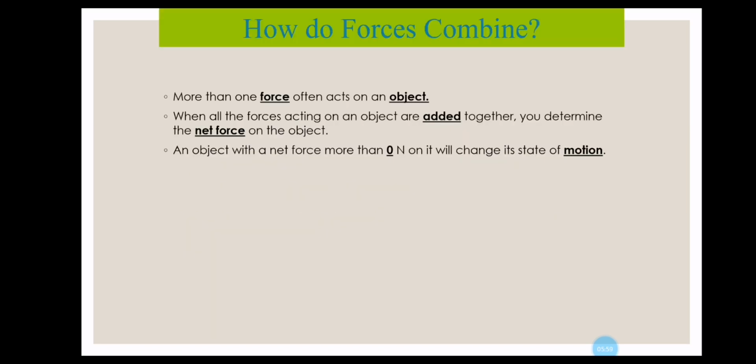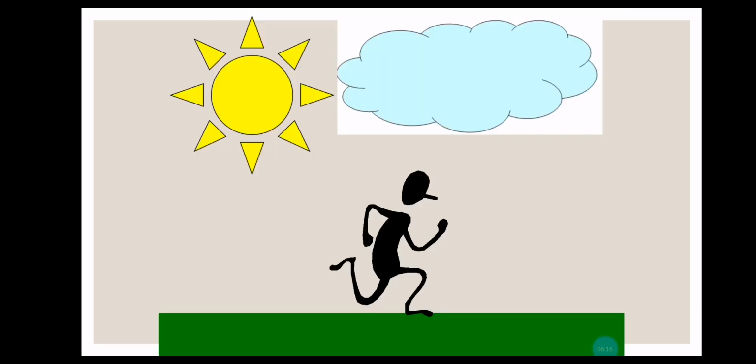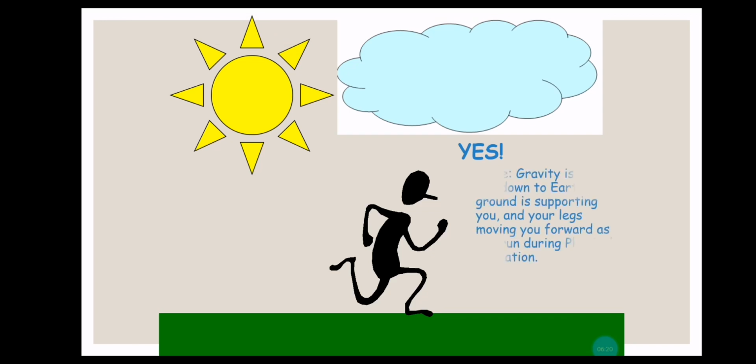How do forces combine? More than one force often acts on an object. When all the forces acting on an object are added together, you determine the net force on the object. An object with a net force more than 0 Newton will change its state of motion. Okay, so let's take another example.